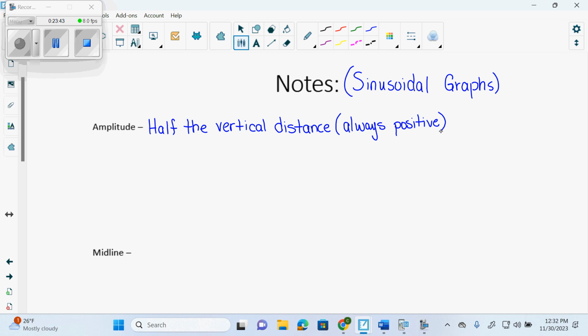Now we could physically count the vertical distance from the min to the max and then cut it in half, or there's a formula we can memorize. We don't write amp because that's a standard of measurement. We need amplitude. Amplitude is the absolute value, because it's always positive, of the max minus the min, divided by 2.